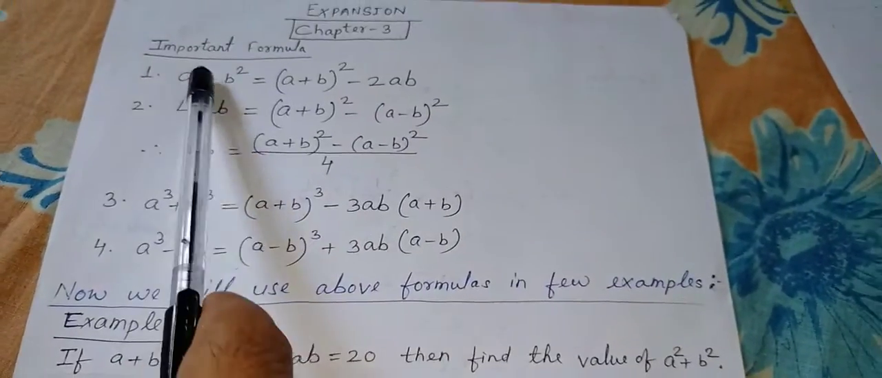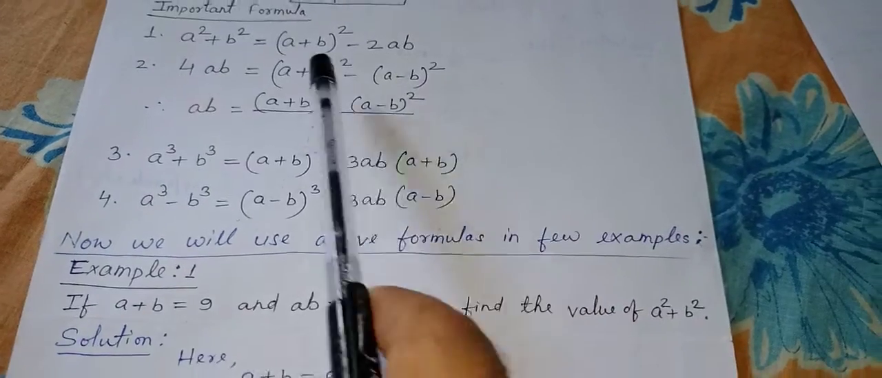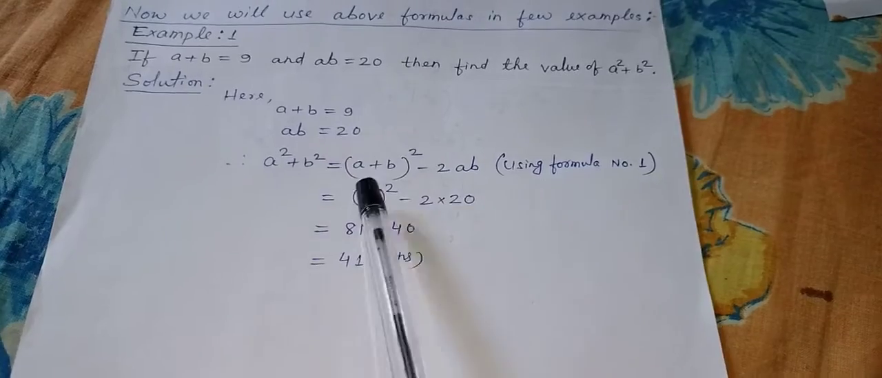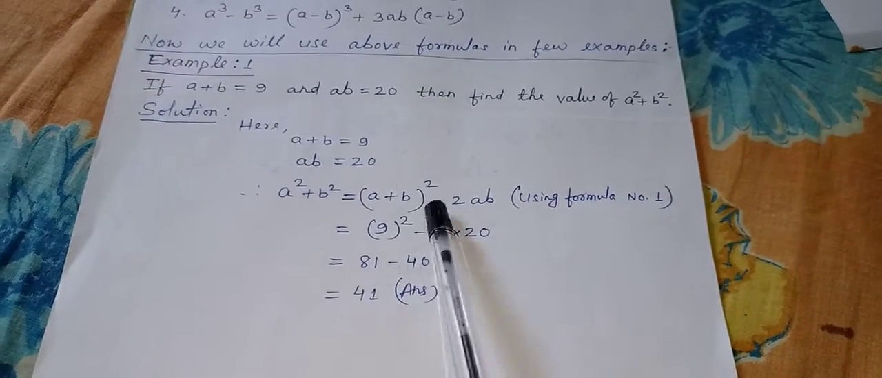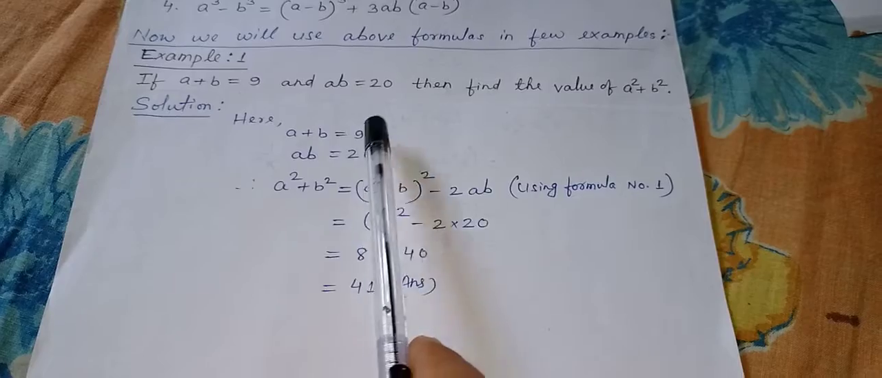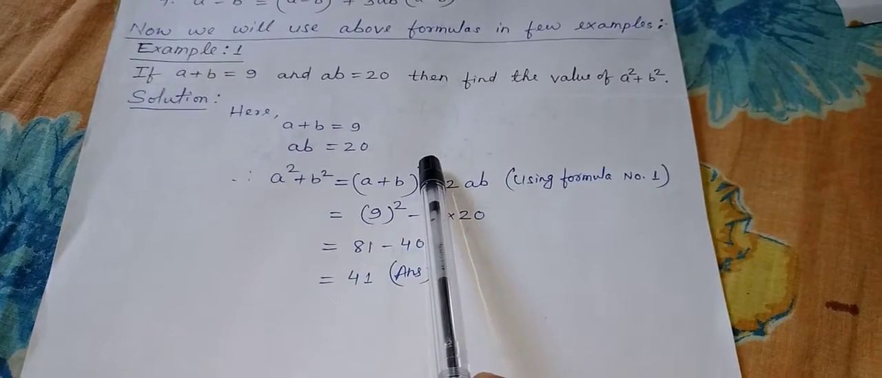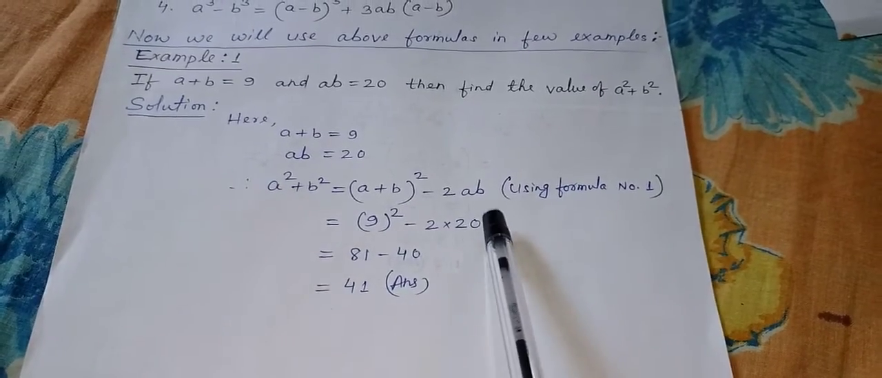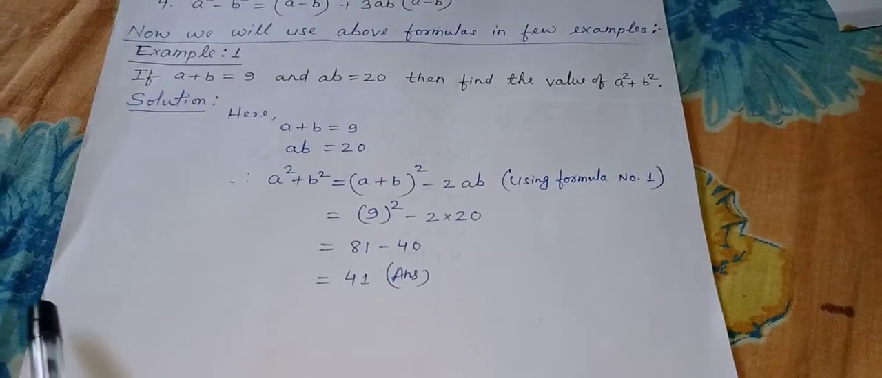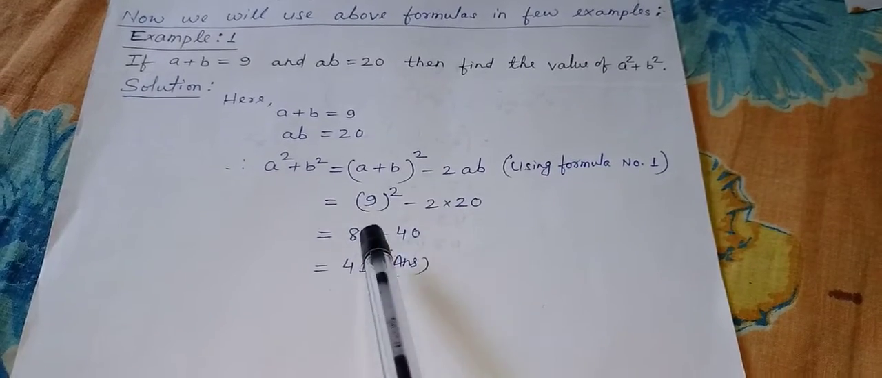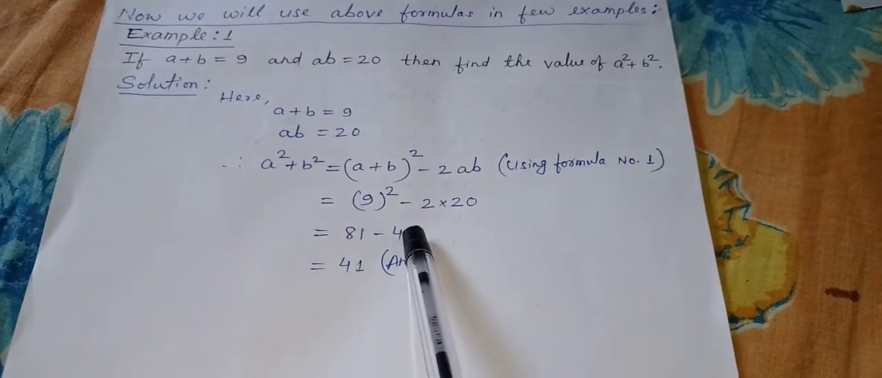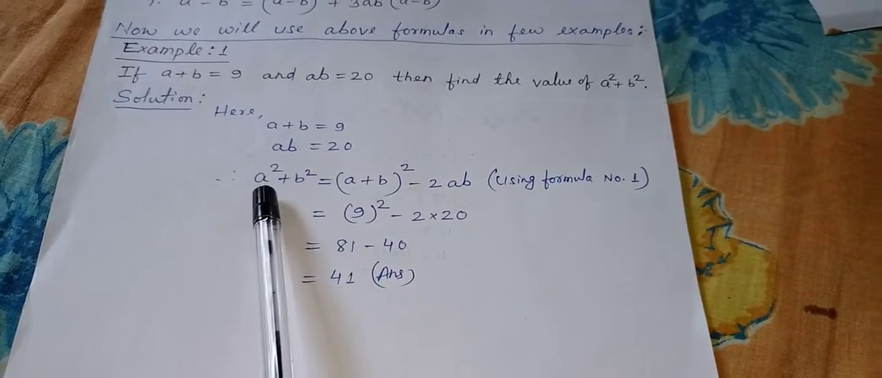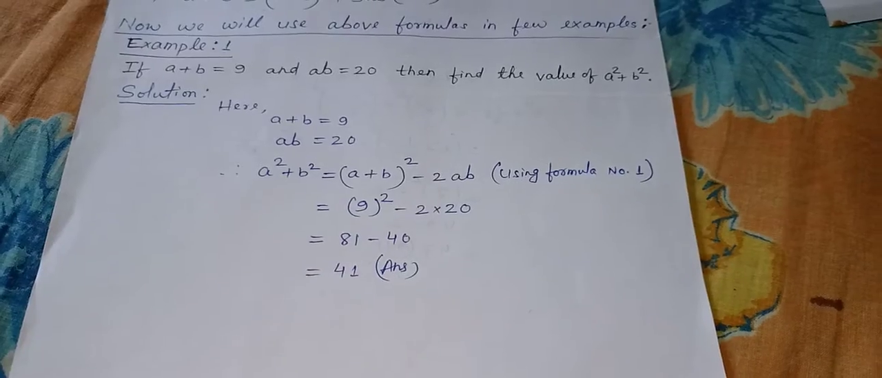So I will use number 1 formula, a square plus b square, and its formula is a plus b whole square minus 2ab. Same formula I wrote here. Just you see here, value of a plus b is 9. So that 9 I put, and there is whole square, minus 2 into 20. Why 20? Because ab value is 20. As you all know, 9 square is 81 and 2 into 20 is 40. 81 minus 40 is 41. So the value of a square plus b square is 41.